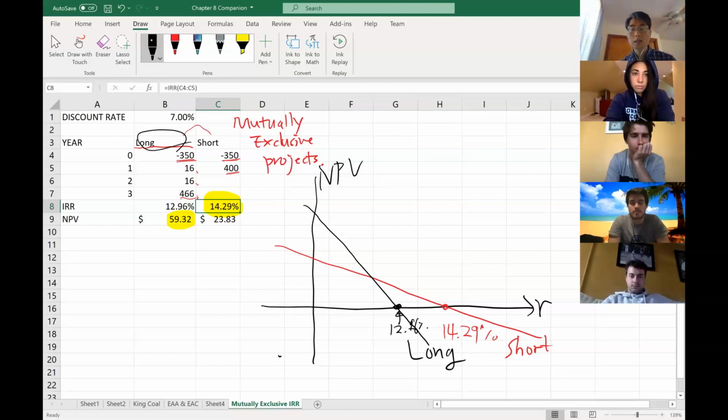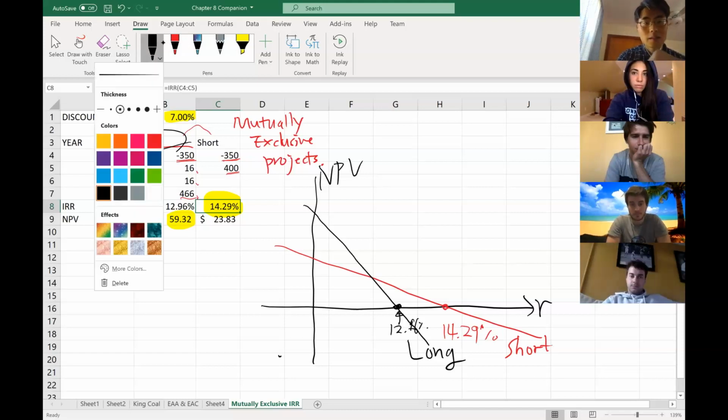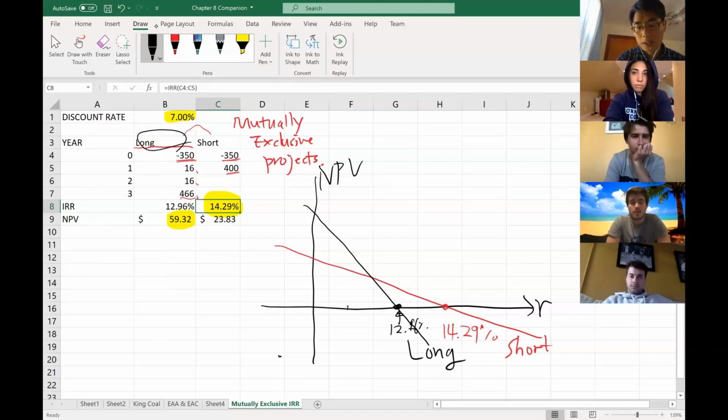Okay. Now, what is the discount rate? According to the question, the discount rate is here, 7%. Right? So when the discount rate is 7%, which is here, right? What is the net present value of the short-term project?